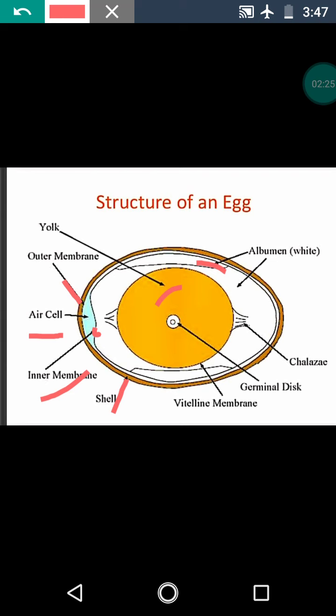This is the vitelline membrane, which is the outer covering of the egg yolk. This is the germinal disc, which is present inside the egg yolk, in the center of the egg yolk. And this is the chalaza. This is a thread-like filament which holds the egg yolk in the center of the egg. The chalaza is attached at both ends of the egg yolk, and it attaches the egg yolk to the egg white. So let us see what are the important parts of this egg.